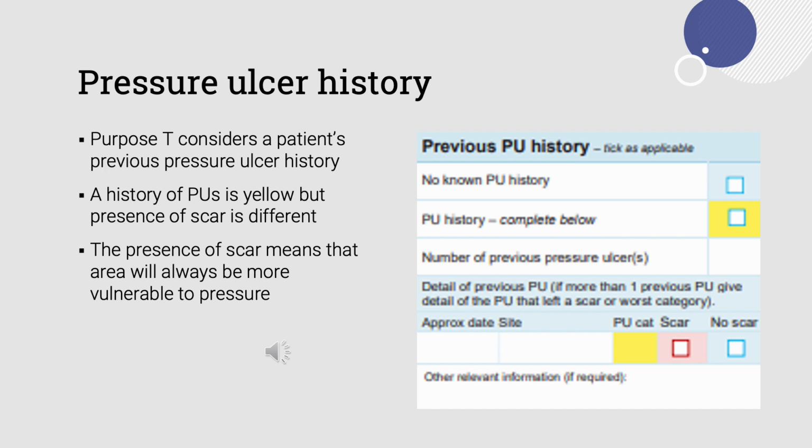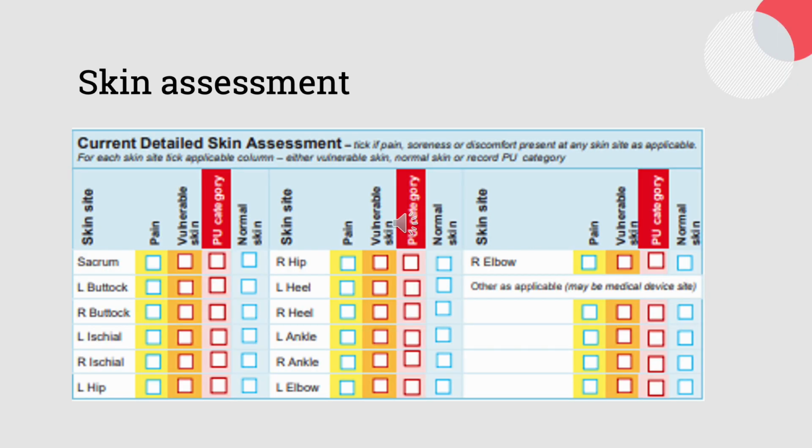Depending on their age and ability and other conditions, you need to have those conversations with them or their carers or their family, and make sure that people understand the lifelong risk which comes with having a scar from previous pressure damage. So this is the skin assessment section. You can see that listed are the most common sites for pressure damage, but then there's also spaces there for you to fill out other areas.